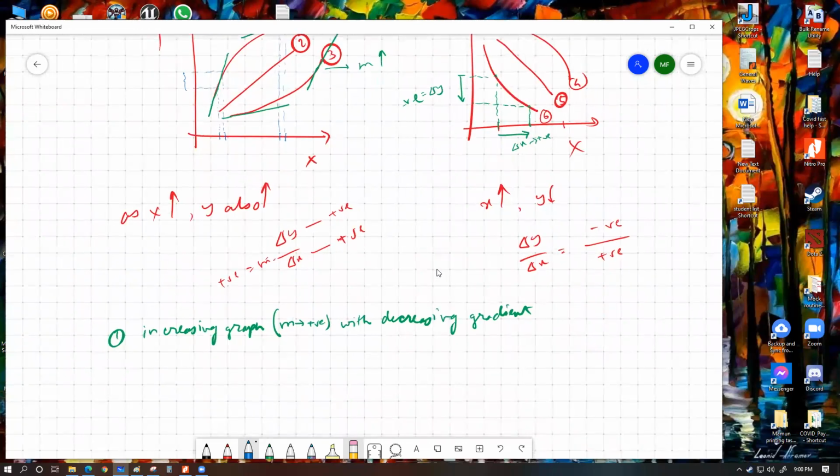Number 2 can be said to be an increasing graph, same thing, with constant gradient. And number 3 can be an increasing graph, which is the same thing with decreasing gradient. Sorry, not decreasing, I bet. Number 3 would be increasing gradient. This is a graph with increasing gradient, which means the rate of increase is increasing.